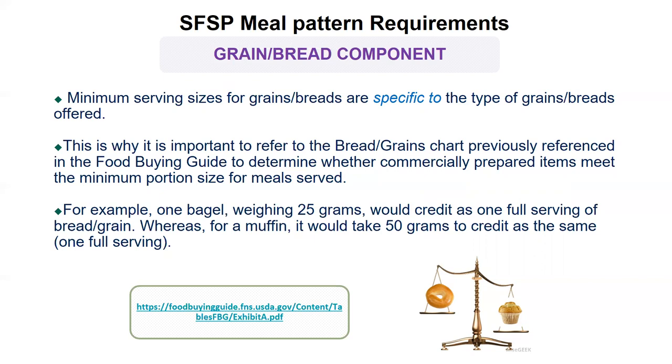Just as an FYI, for example, a bagel would not need to weigh as much to be one full serving as would something with more ingredients other than just grain, like a muffin that's going to have sugar and egg and other things in it. So generally speaking, you need at least a 25-gram bagel in weight to provide one full serving of bread grain under SFSP, whereas you would need a muffin that weighs at least 50 grams to also credit that as one serving. So it just depends on the product and what group they fall under.